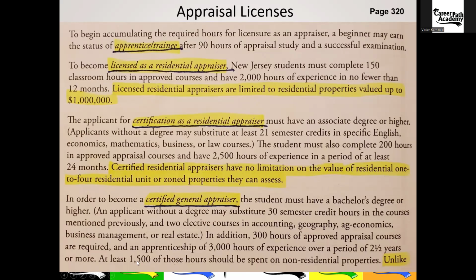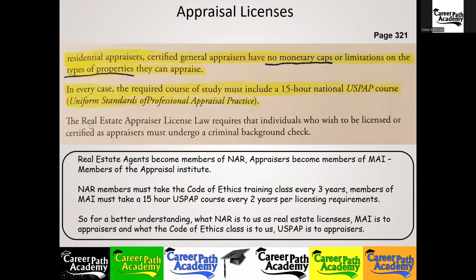So you need to have, even a certified residential appraiser has to have an apprenticeship of that 3,000 hours of experience under a certified general appraiser. And unlike residential appraisers, certified general appraisers have no monetary caps or limitations on the types of properties they can appraise. In every case, the required course of study includes a 15-hour national USPAP course, Uniform Standards of Professional Appraisal Practice.